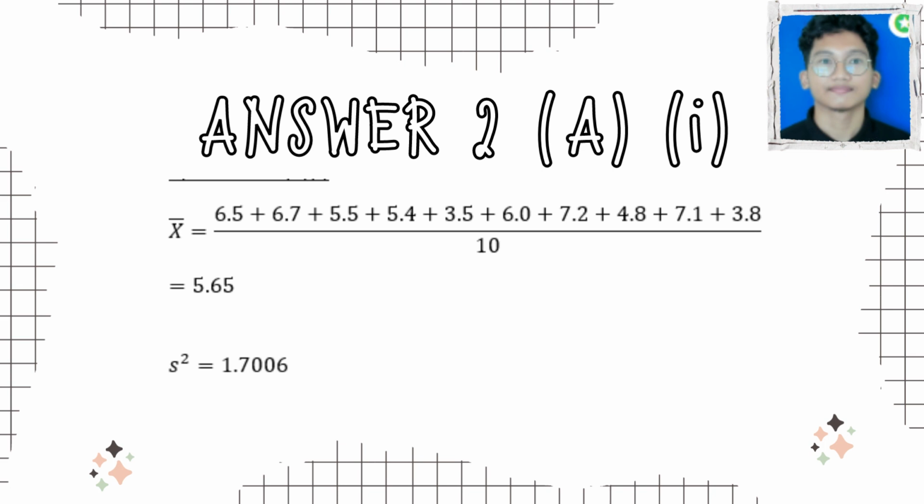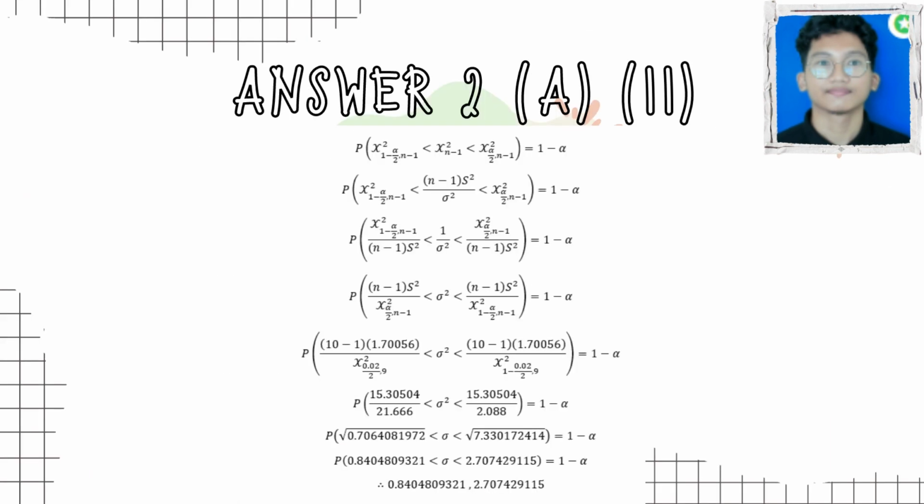The question asks to determine point estimators for the population mean and the population variance of type of flower. The population mean is equal to x bar. The formula of x bar is summation of x divided by n and we will get the answer 5.65. The population variance we will get 1.7006.